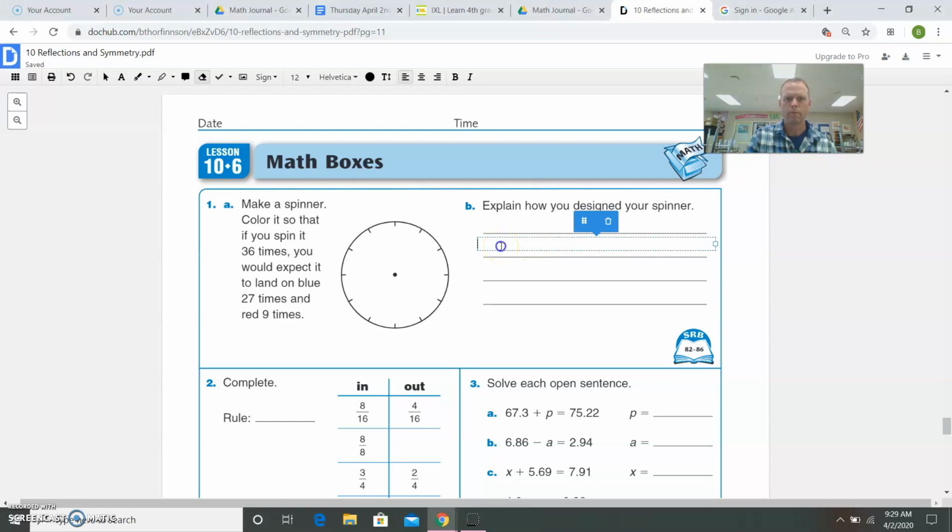Okay, gang, we're going to try something different today. I'm going to try going through your lesson on page 284 on the computer. So we'll see if we can do this. Okay, so let's take a look at the first one.